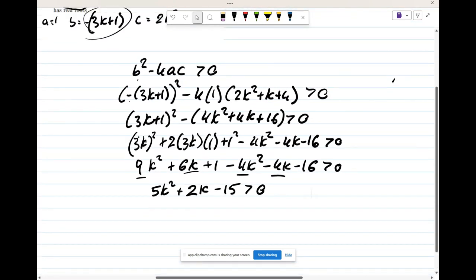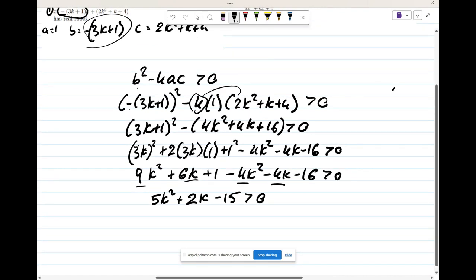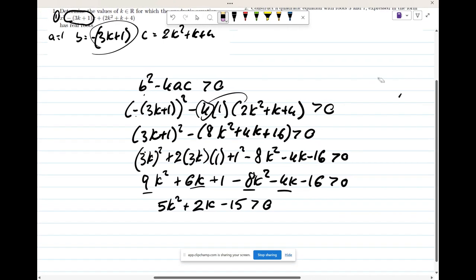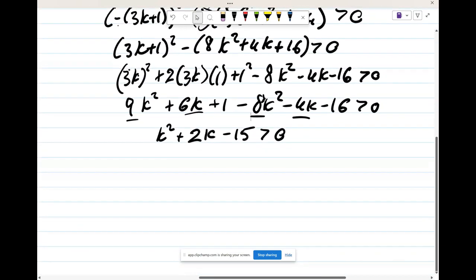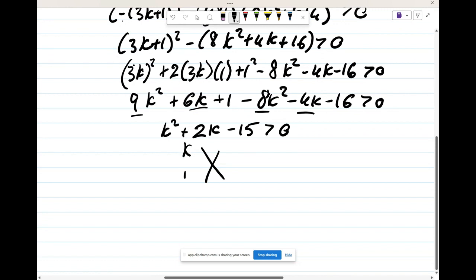When we multiplied in this 4 here, 4 times 2 is 8. So all these 4's changed to 8, and everything else was right, so I'll change all of them. And then 9 minus 8 was just k squared. So if we're factorizing this, that's just k times k. 5 times 3 will do, so 5 times 3 is 15, and then 5 minus 3 is going to be 2.